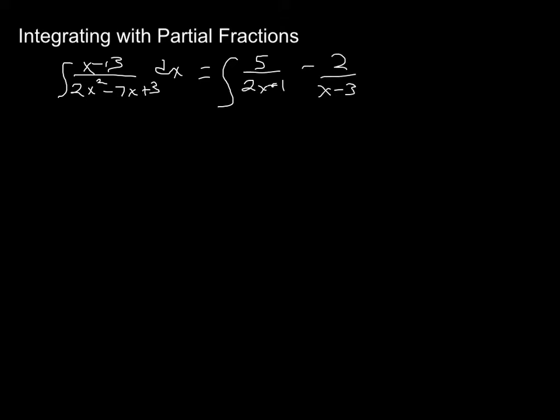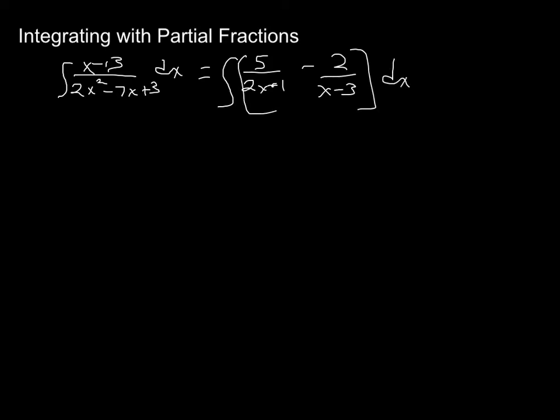So in class we had been working on the integral of x minus 13 over 2x squared minus 7x plus 3. And we had just started to take the integral of that. When we did our partial fraction decomposition, we ended up getting A turned out to be 5, and B was negative 2. So we could rewrite this integral as 5 over 2x minus 1 minus 2 over x minus 3.